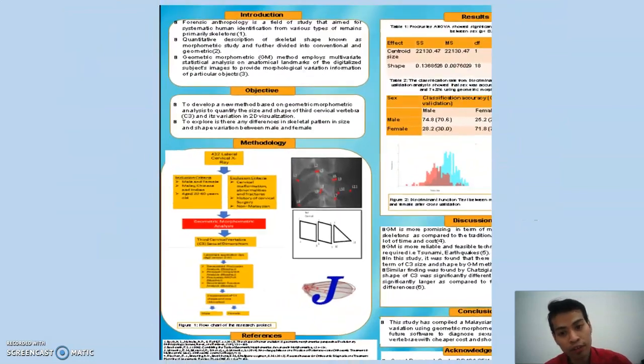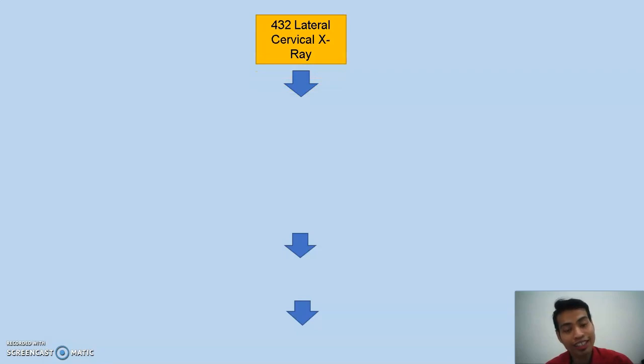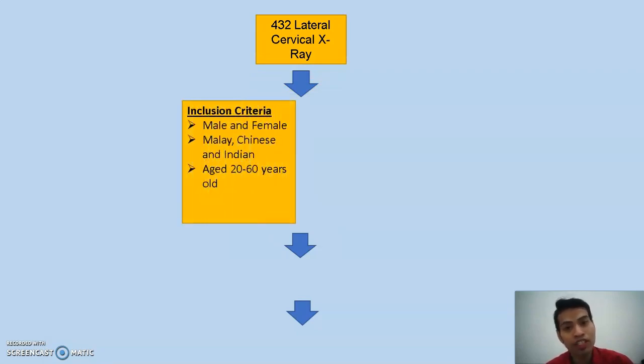As regards methodology, a total of 432 lateral cervical X-rays were selected based on our stated inclusion criteria, which are both male and female of the three main ancestries present in Malaysia right now, Malay, Chinese, and Indian, aged from 20 to 60 years old.